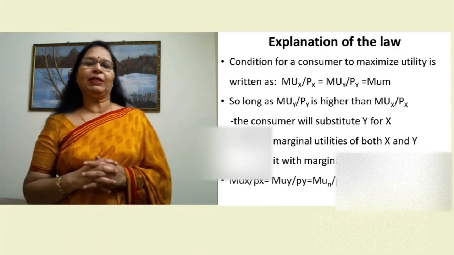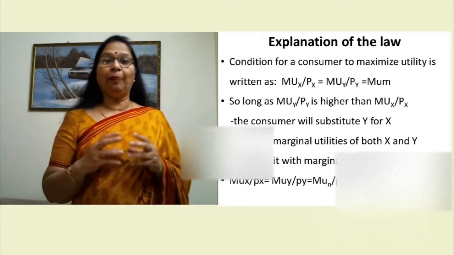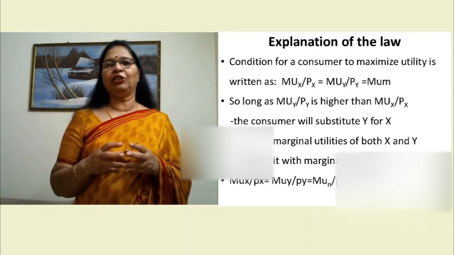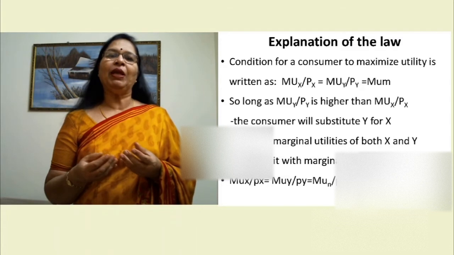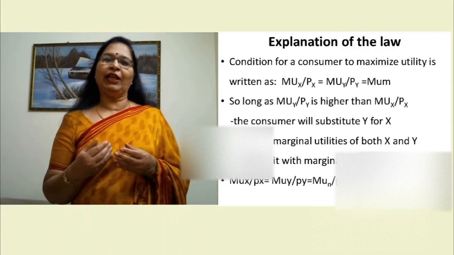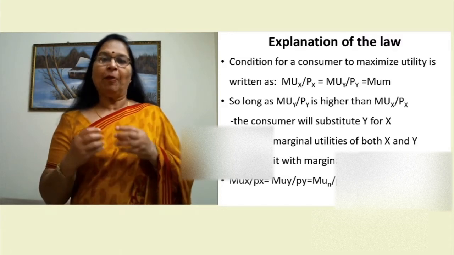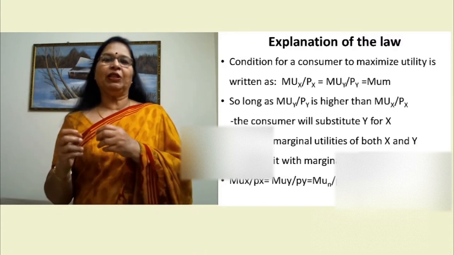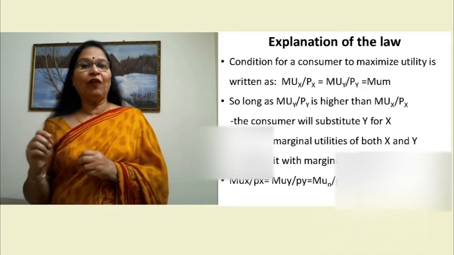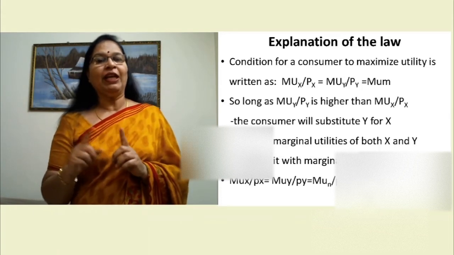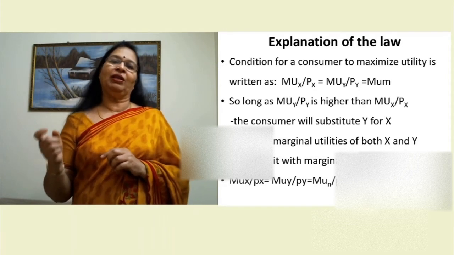How do we explain this law? We say that a consumer will compare the price of the commodity he consumes with the marginal utility that he gets from that commodity. So it will be the marginal utility of commodity X, because we took X and Y, MUx divided by the price of X, must be equal to the marginal utility of Y divided by the price of Y, and finally, when you compare them, that ratio must be equal to the marginal utility of money itself.